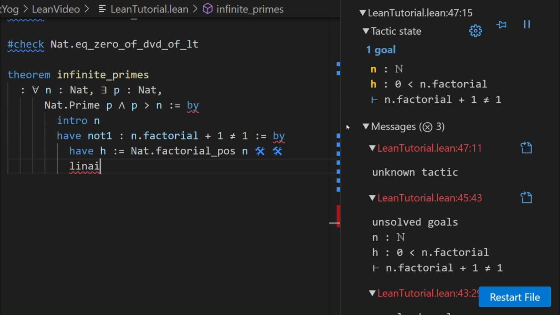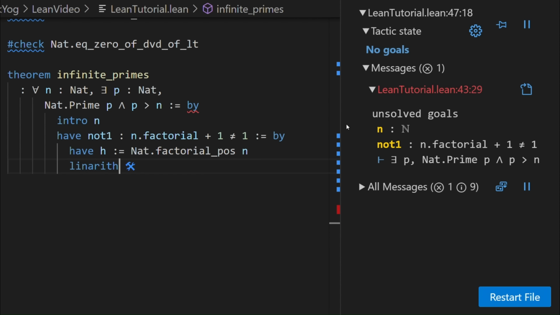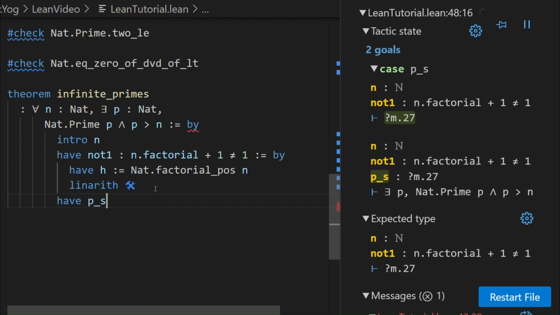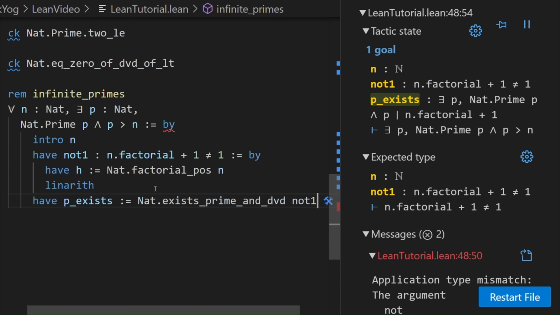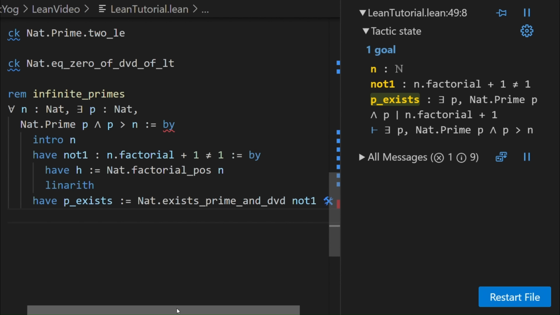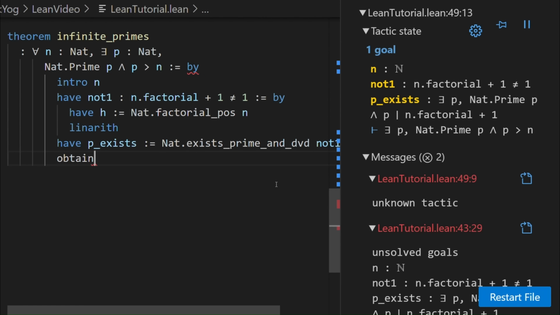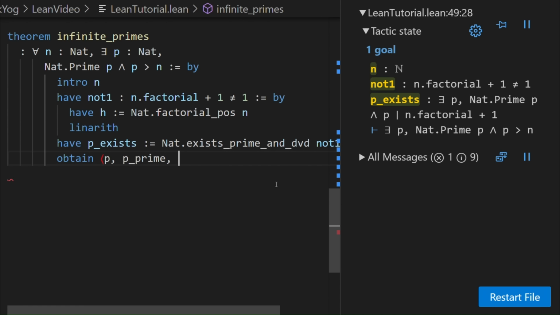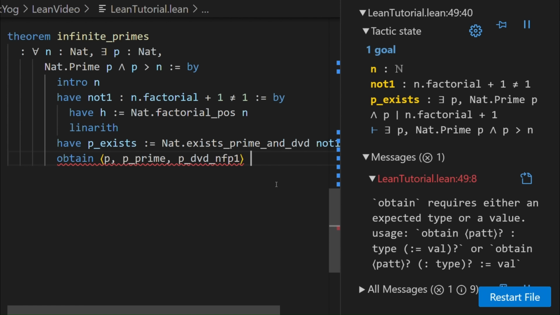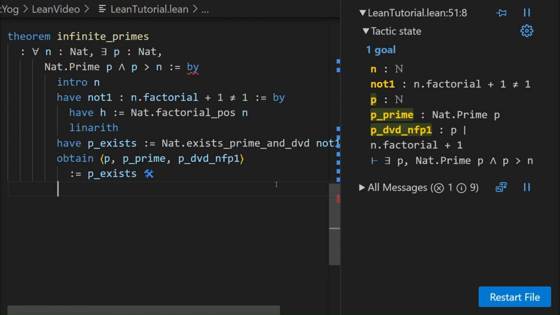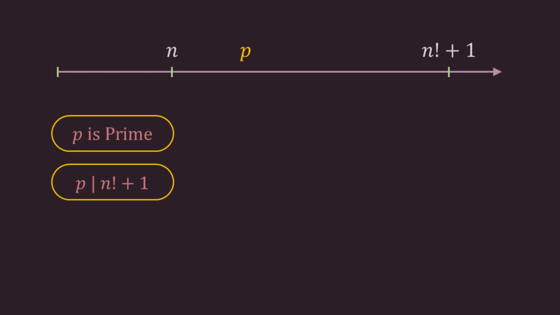And it's solved. Since nat.exists_prime_and_dvd is an implies statement, have pexists be the proof with not1 as input, which is the implies elimination. Since pexists is now an exists statement with an AND statement inside, use obtain to take apart the three components of pexists, performing both exists and AND elimination in one move. Look, we now have the exact three assumptions we had during our informal proof.